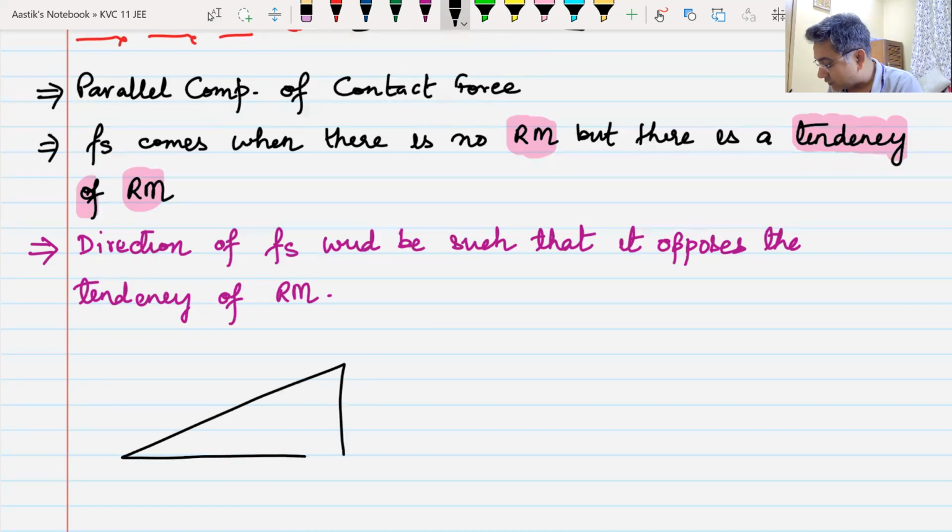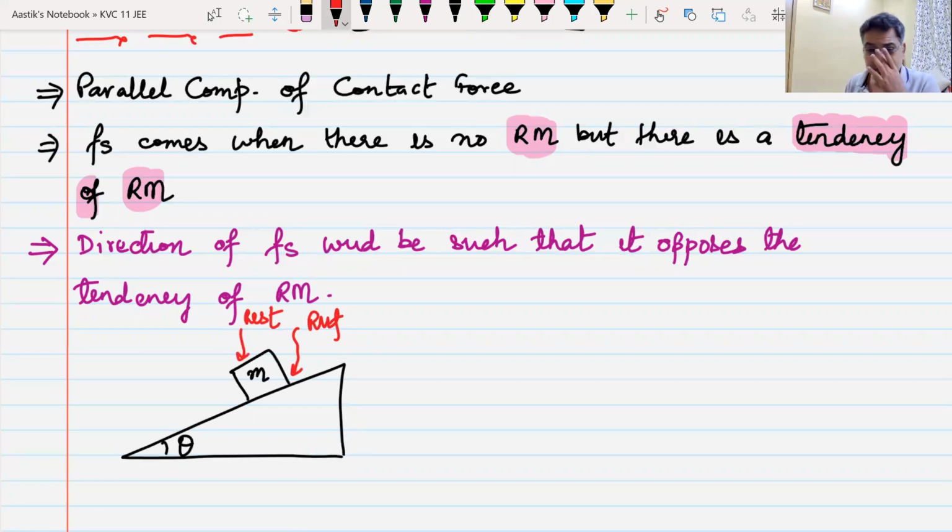Let us take the example of that inclined plane problem. The body is kept on an inclined plane, mass m. Remember, this is rough, but the body remains at rest. The body remains at rest, but it wants to move. Where does this body want to move? This body wants to go downwards.